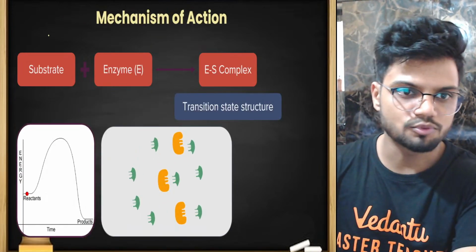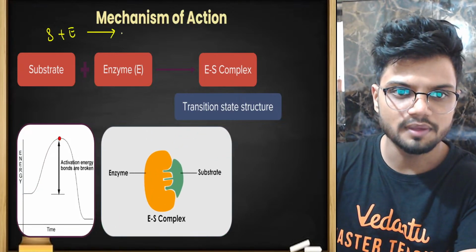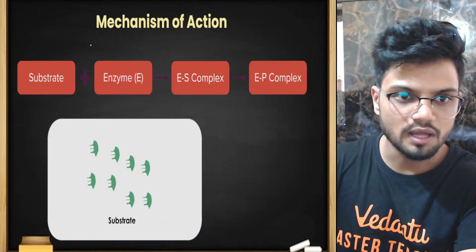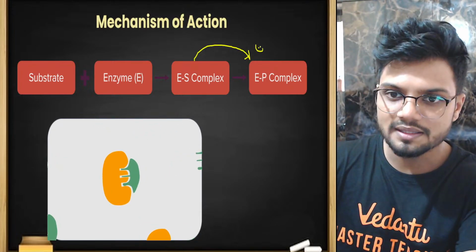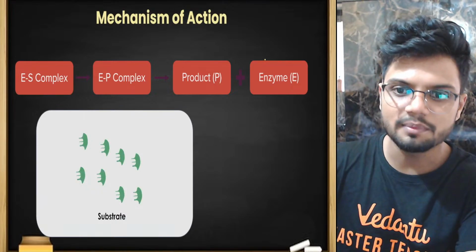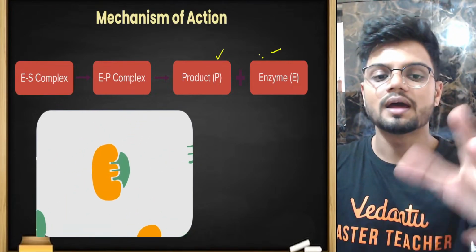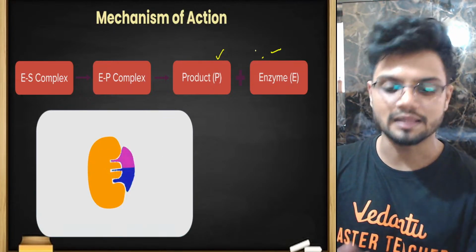See. Substrate plus enzyme, it is making enzyme substrate complex. Then what happens? Enzyme substrate complex gets converted to enzyme product complex. Then we end up getting the product, plus enzyme. And always remember, enzyme is never consumed. Enzyme is never consumed in the entire reaction.